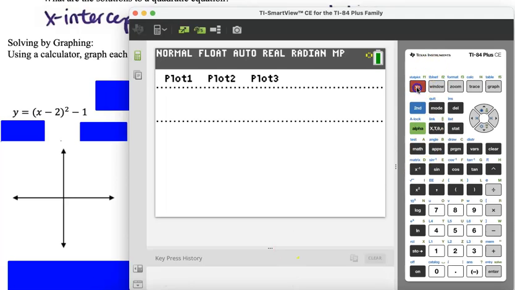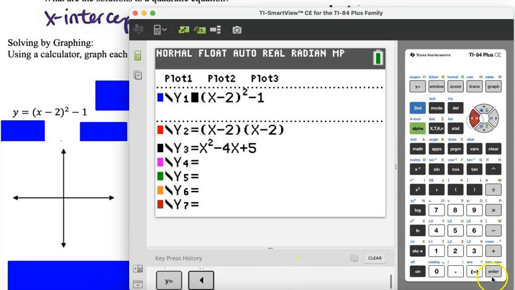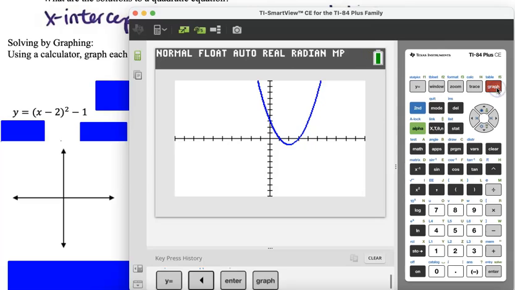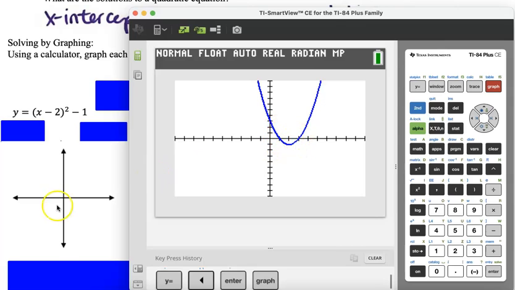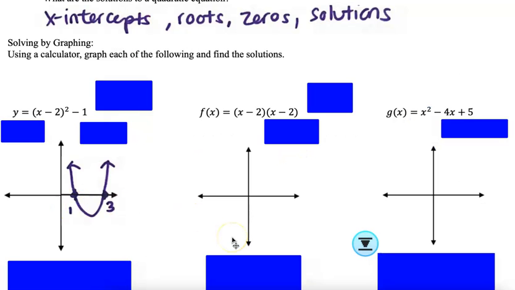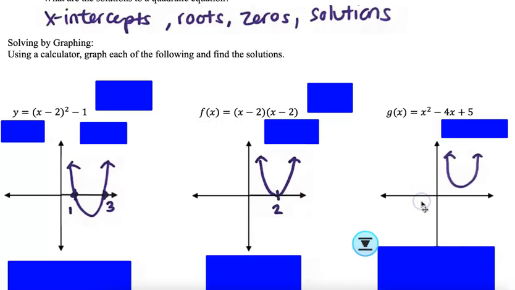All right, so if we graph these, I'm going to graph the first one in my calculator. You should have gotten something like this. And since we're looking at our x-intercepts, it crossed at a 1 and it crossed at a 3. And so that's roughly what your graph should look like. The middle one and the last one, if you graph them in the calculator, look like the following.